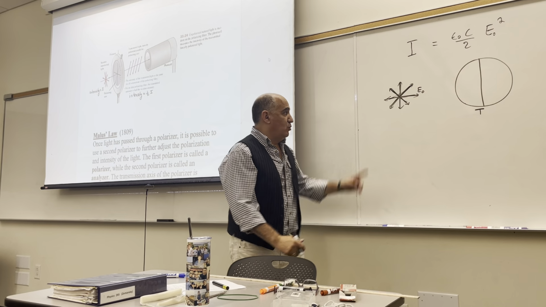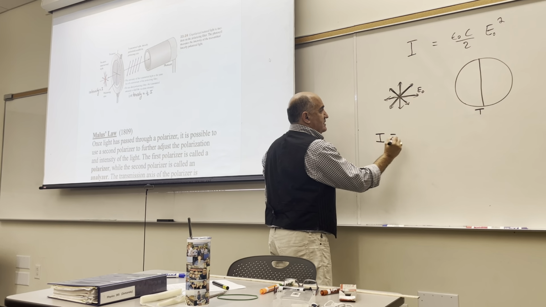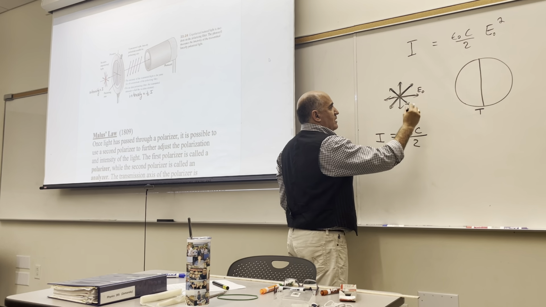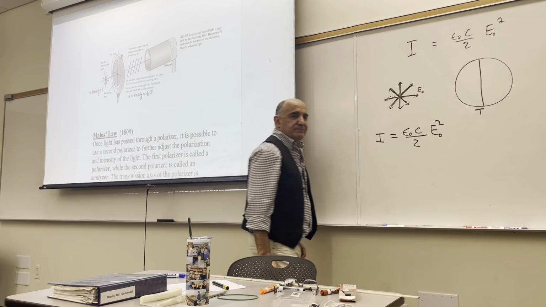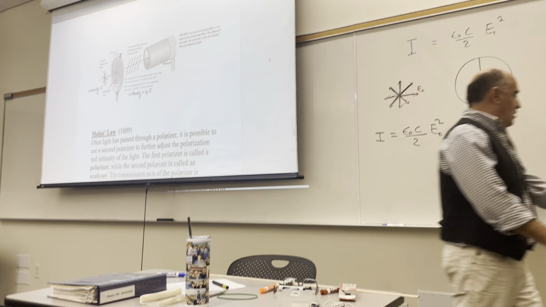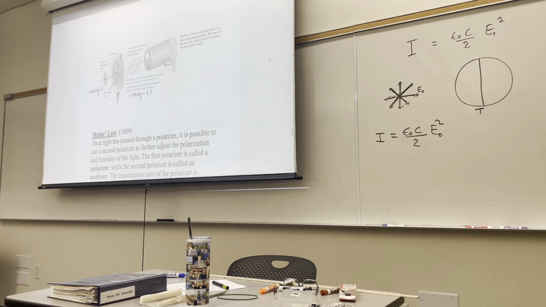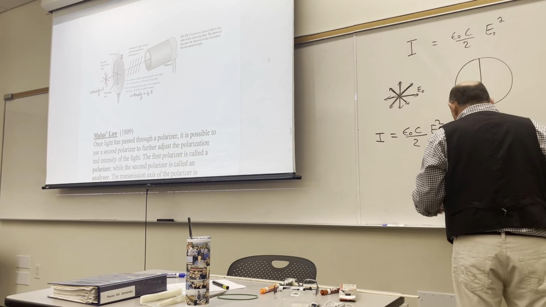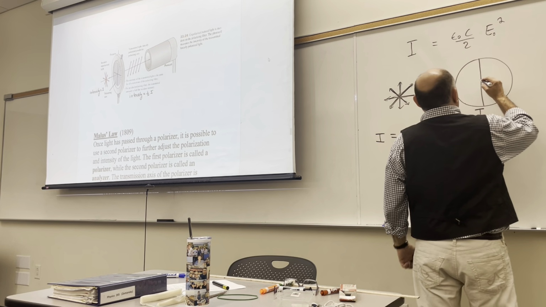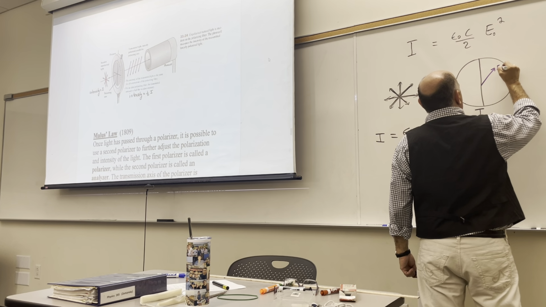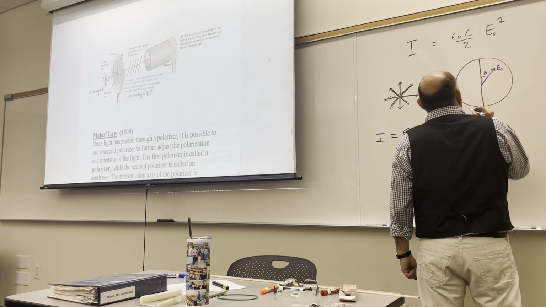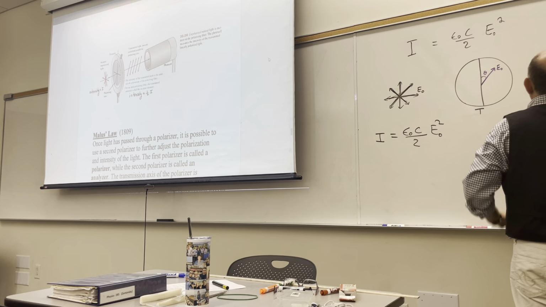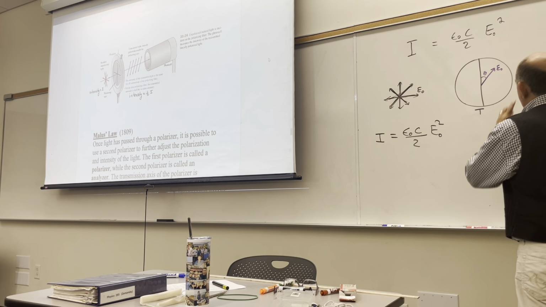So in general, what is the intensity of this light over here? The intensity would just be that expression, epsilon naught c over 2 times the electric field squared, right? Okay, and then I can think of this electric field over here, just one of them, let's say like this. And it makes an angle theta with the transmission axis. So when the light goes through this polarizer over here, what will it look like?